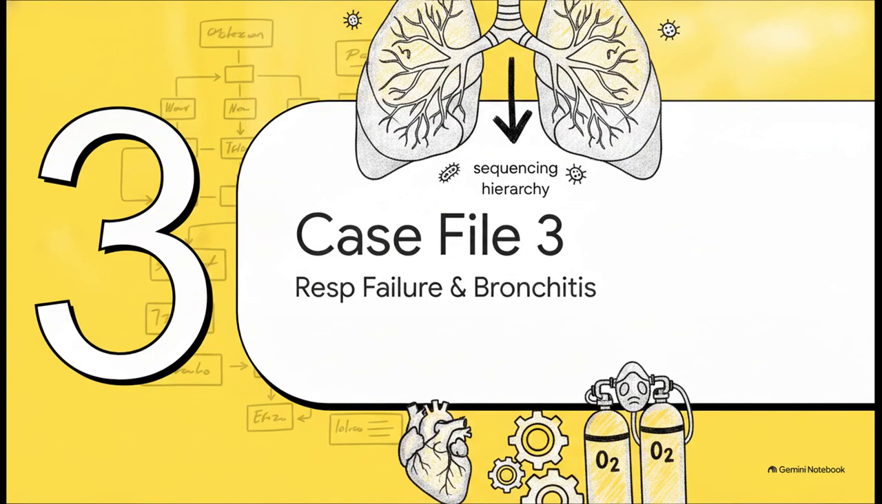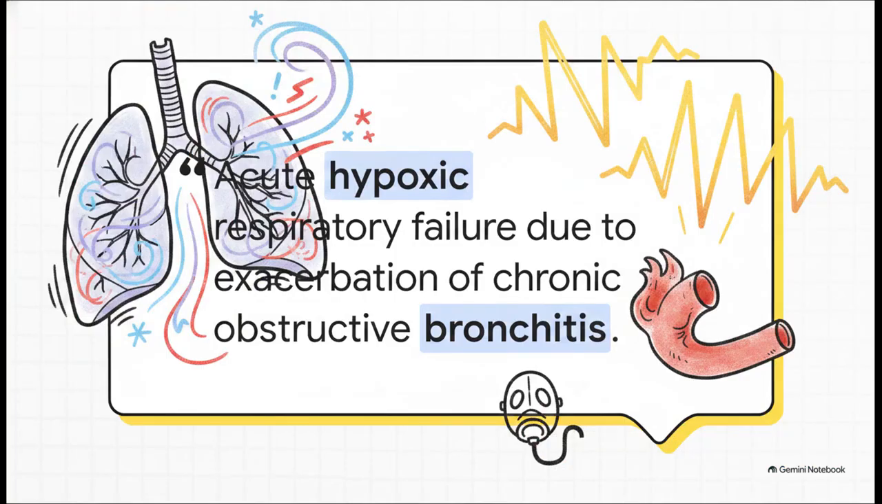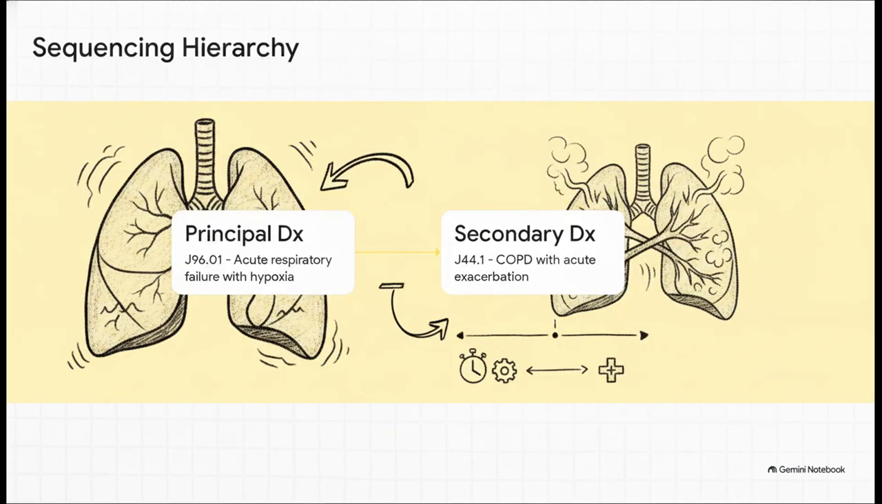Things get a bit more intense in case file 3, respiratory failure and obstructive bronchitis. Look at how the pulmonologist worded this. What's super interesting here is the explicit link they make between the acute hypoxic respiratory failure and the underlying exacerbation of chronic obstructive bronchitis. We are dealing with 2 very severe acute conditions happening at the exact same time. So, how do we sequence this?